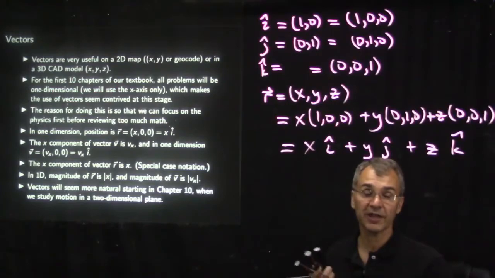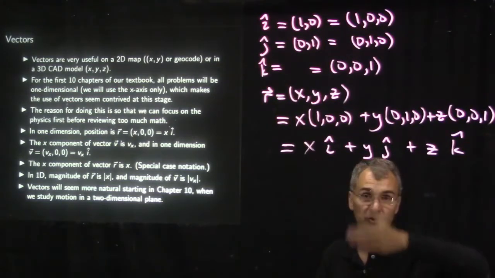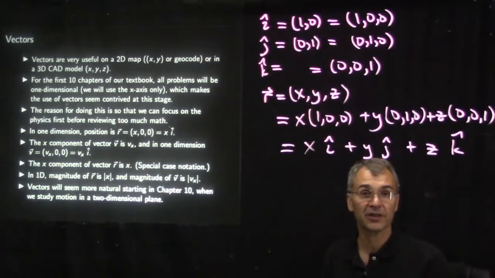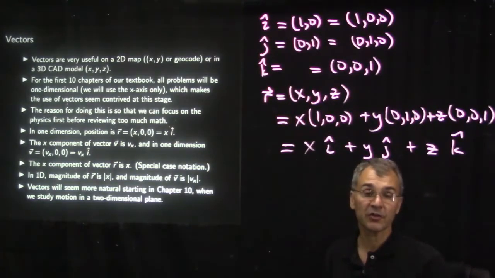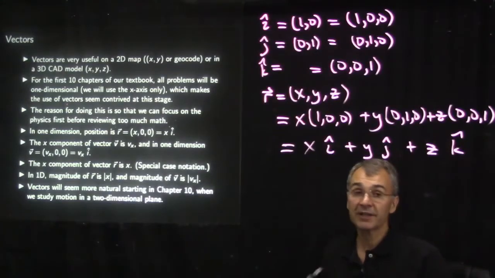So we're only going to use the x-axis. If we have a vertical problem, we're going to call the vertical axis x. That makes the use of vectors seem a little weird at this stage because you're accustomed to vectors being pairs or triplets of numbers, things that have more than one possible way they can go. But it is still important.